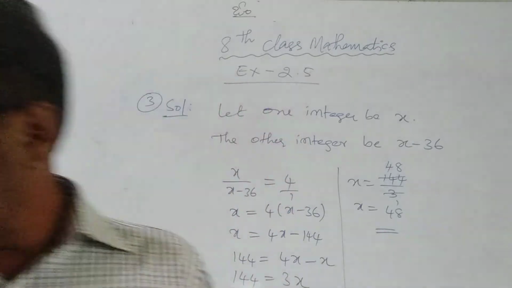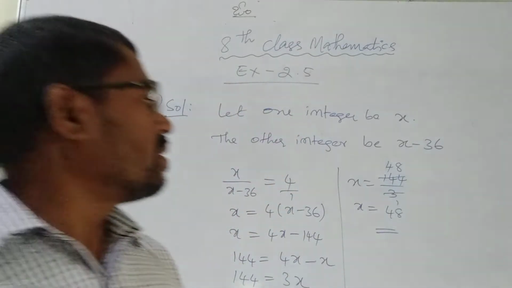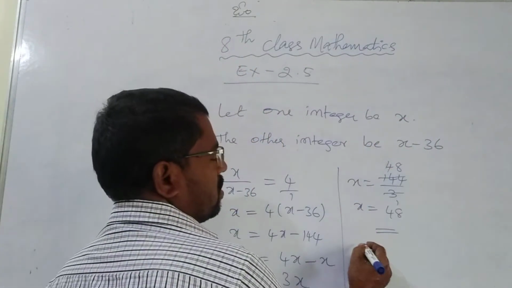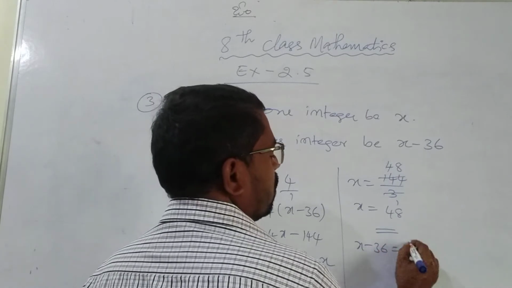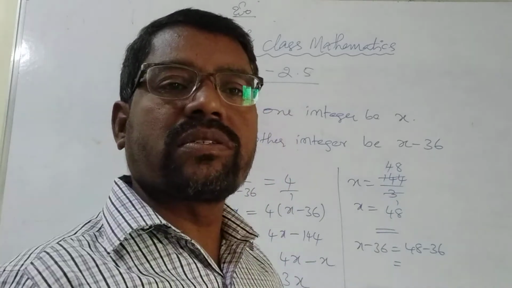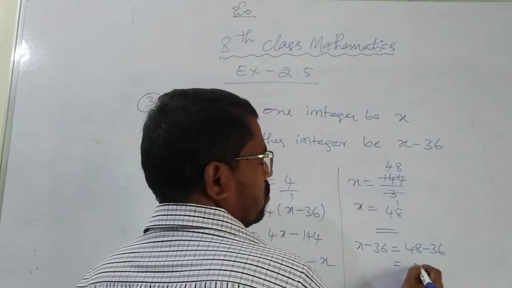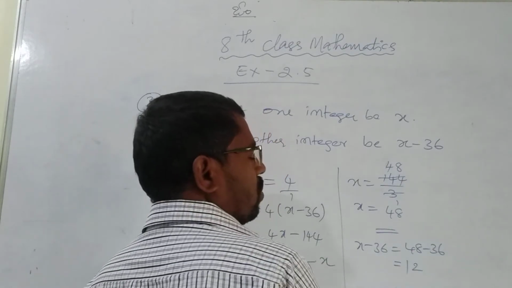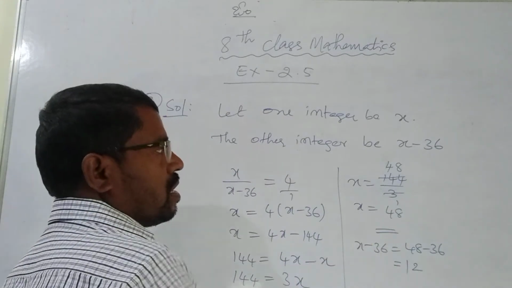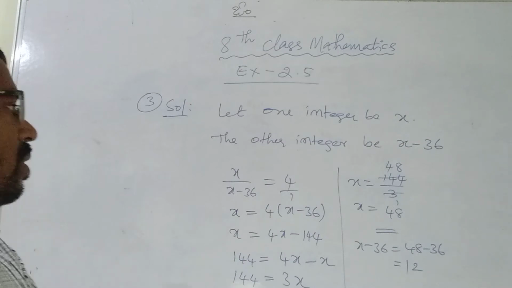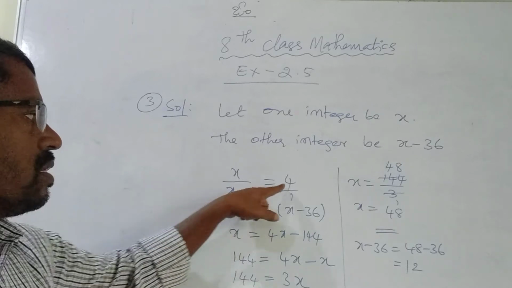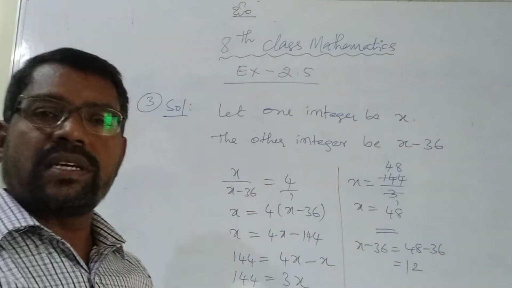So what is our question? Find the integers. So x is 48 and the other is x minus 36, which means 48 minus 36. How much are you getting? 8 minus 6 is 2, 4 minus 3 is 1, that is 12. Now we take 48 by 12, how much is it? Already the resultant quotient is 4. x is 48, x minus 36 is 12. 48 by 12 is equal to 4. Verify. Our answer is correct.